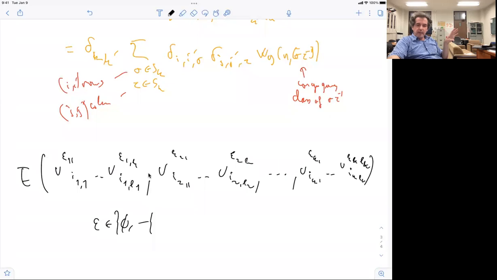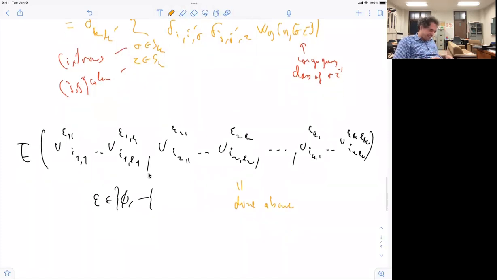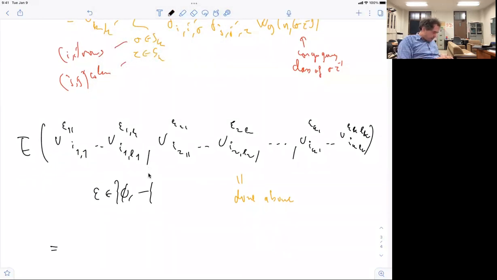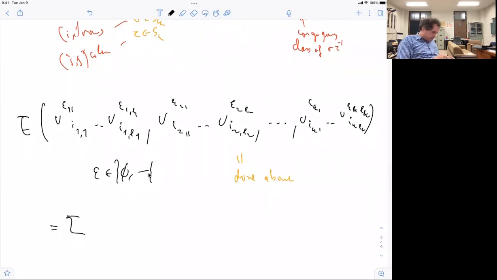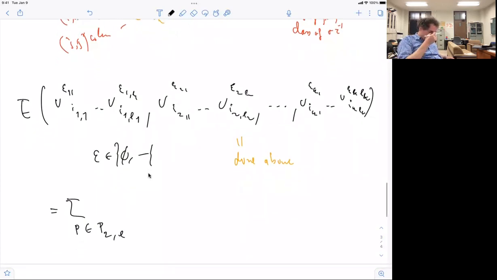So if I'm just looking at the product, then the expectation of this is done above. And now I want to do the centerings. This is done above, but I will write it though. Namely, this is a sum over P, which belongs to P_2 of L, where L is the total degree. And P and P tilde.